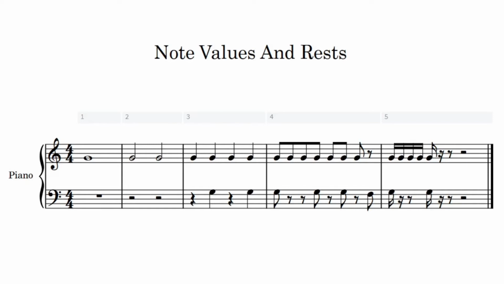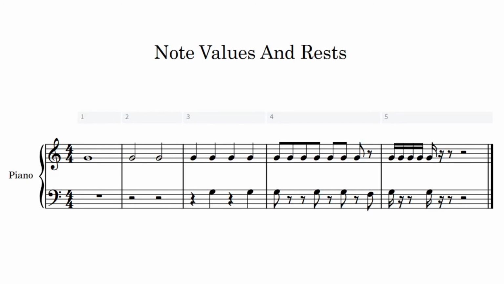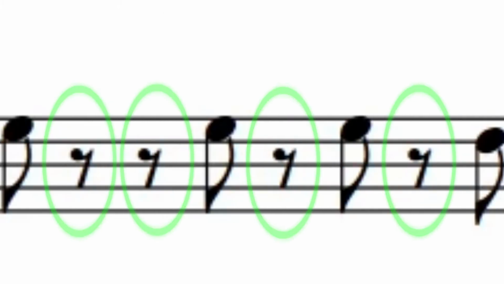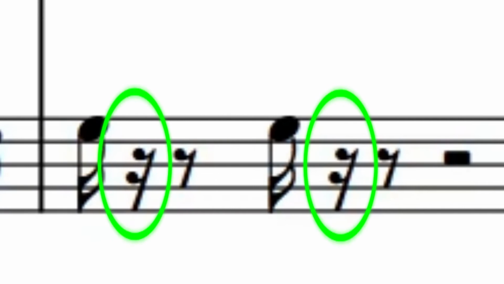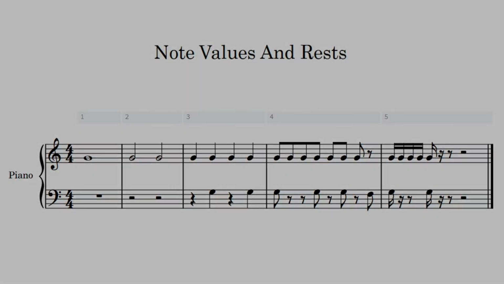In equivalence to note values, we have rests, which is when you do not play anything. The rests are indicated with different shapes and forms. We have the whole rest, that is the same value as a whole note, which is 4 beats in this case. The half rest is 2 beats, a quarter rest, 1 beat, an eighth rest, and then this one right here is a 16th rest. This concludes our note values and rests.